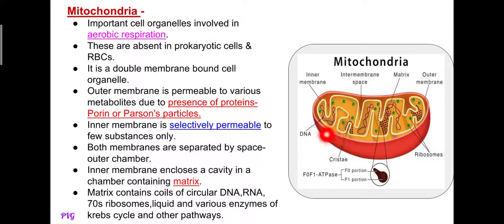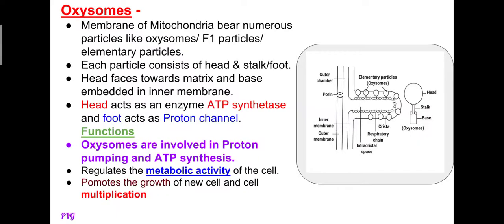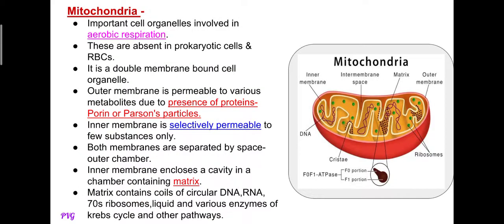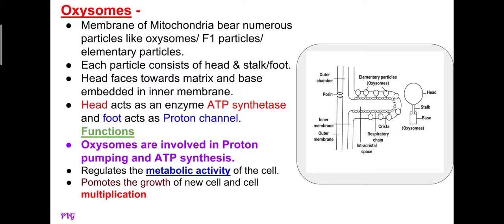Commonly these are known as the powerhouse of the cell because they synthesize ATP for the different parts or for the different activities of the cell. And one more part is important, which is present on the cristae. See, these are the cristae and these have particles. Those particles are known as oxysomes or F1 particles. These play an important role in the synthesis of ATP.